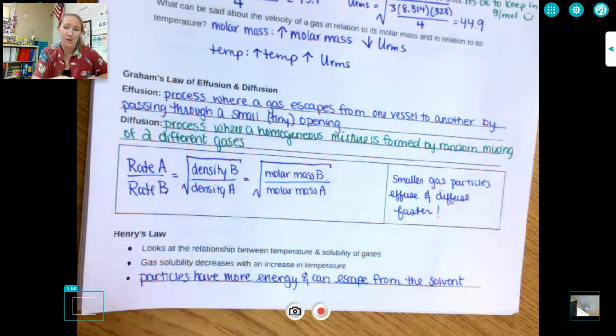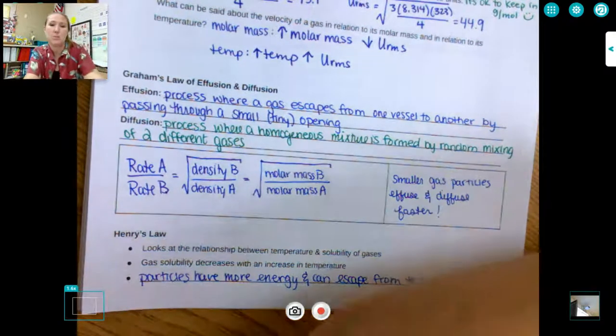So on that note, you have finished your gas laws, and we'll start to practice lots and lots and lots of math. And we'll look at those Maxwell-Boltzmann equations as well in terms of velocities of gas particles. So good job.